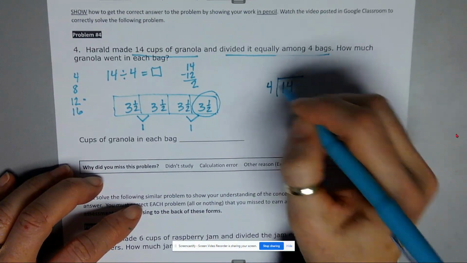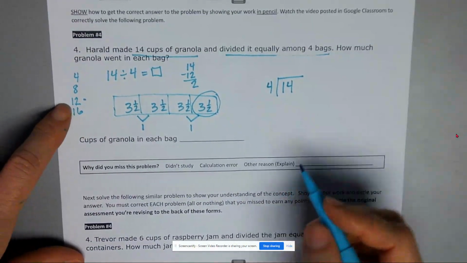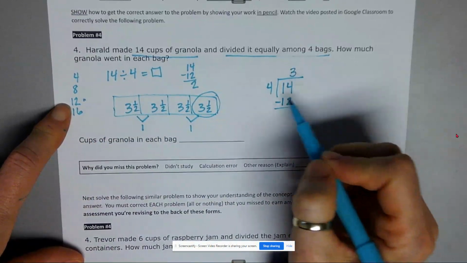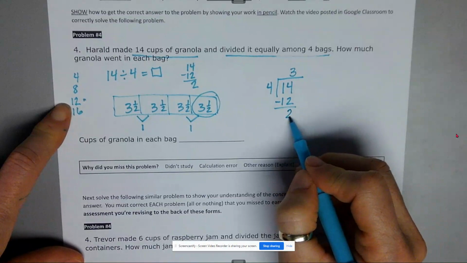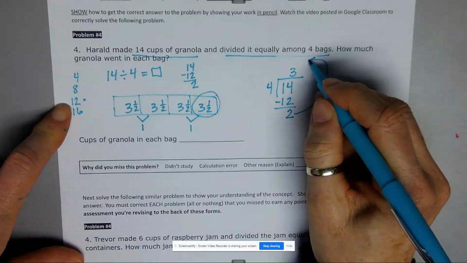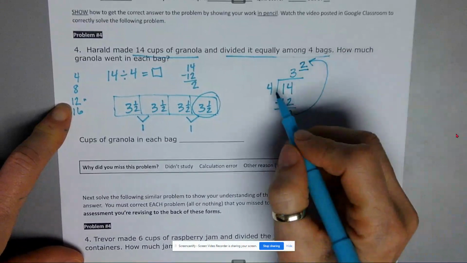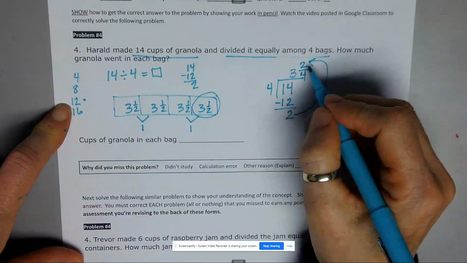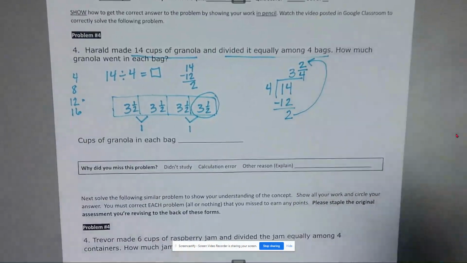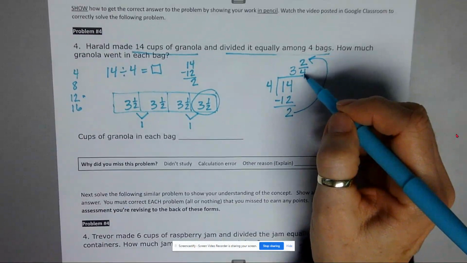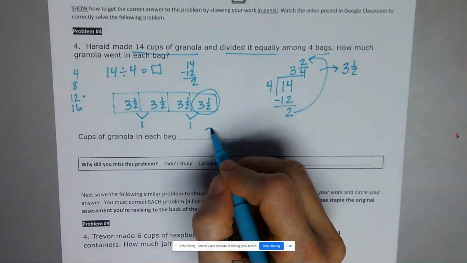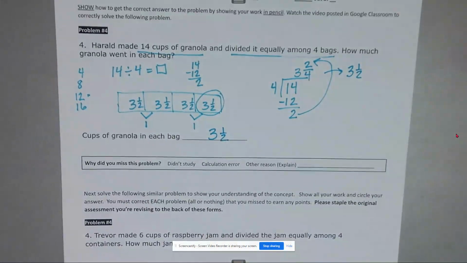14 divided by 4. I already did my set of multiples. I know that 12 is the closest I can get, and I know it takes 3 of them. 3 times 4 is 12. I subtract. I have 2 left over. My leftover becomes the numerator. Your divisor, the dividing by 4, stays the same. 3 and 2/4. Hopefully you recognize that 2 is half of 4, so this is equivalent to 3.5. So our answer is 3.5 cups of granola. Sorry about that.